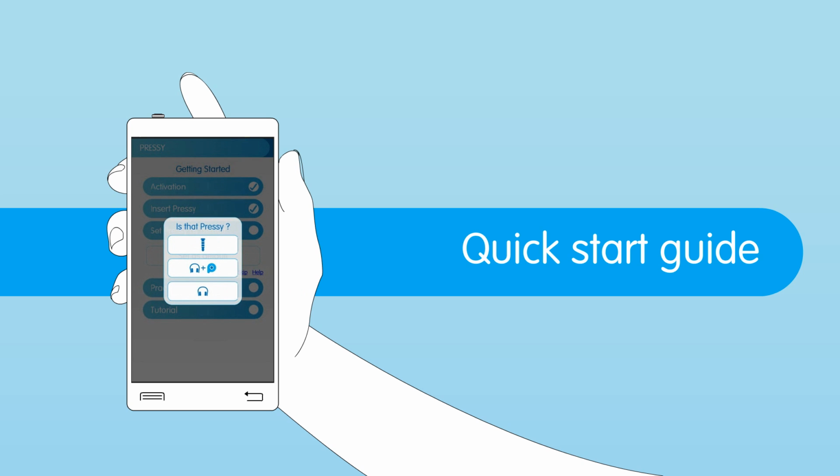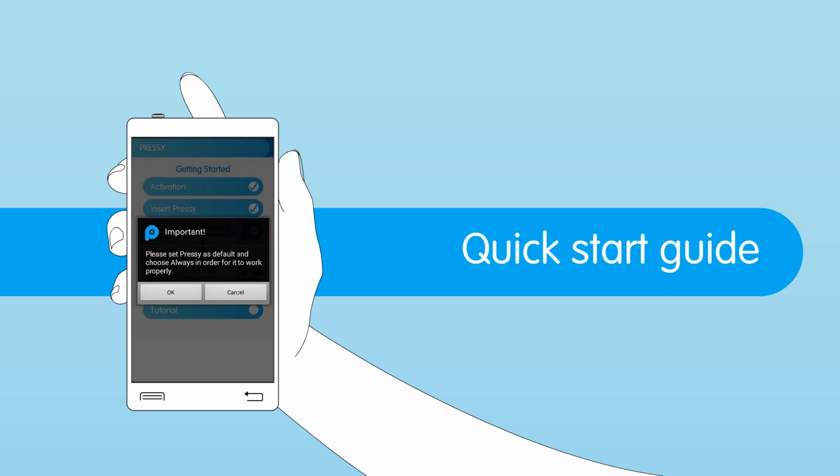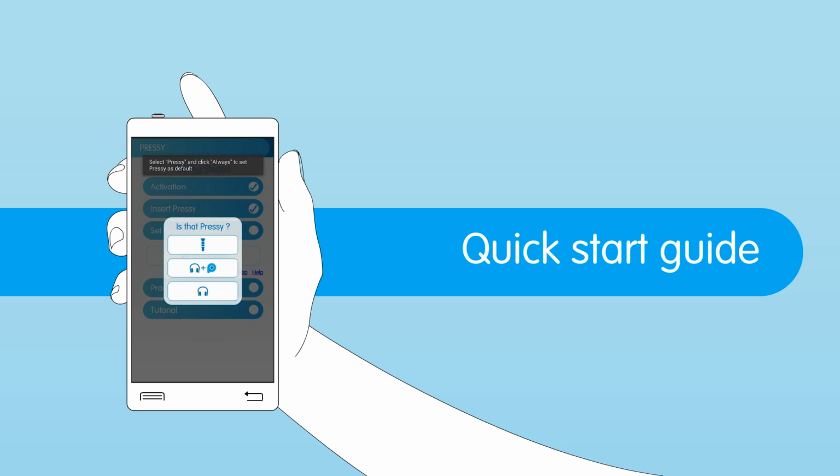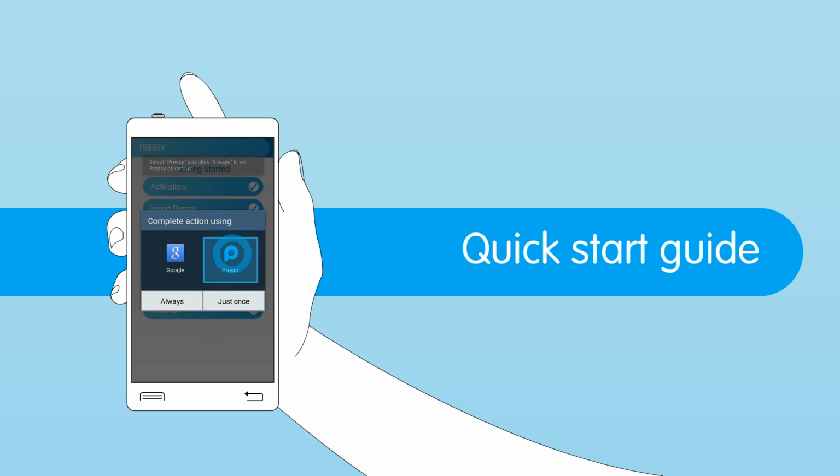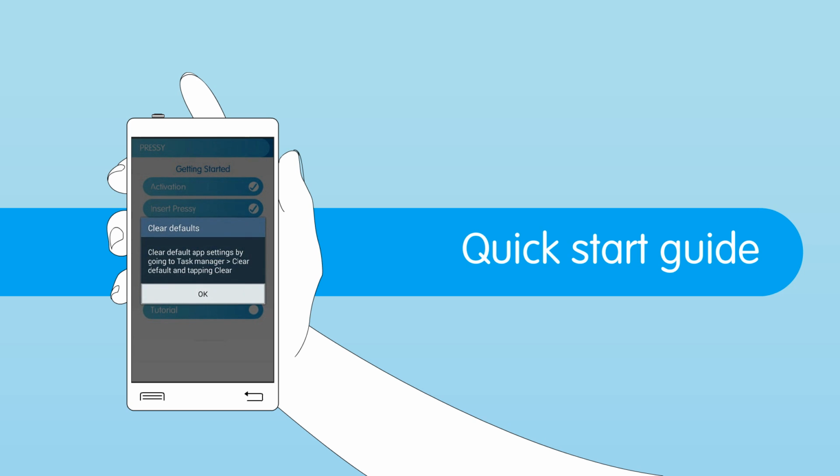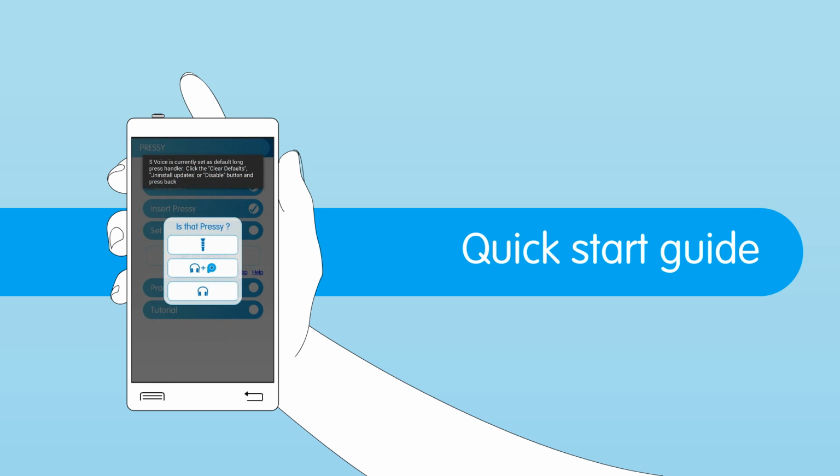The next step is the trickiest. In order to allow Pressy to respond to short and long clicks, you'll need to grant it permission. To do that, choose Pressy and then tap Always. Don't worry, you can always clear this default setting later.